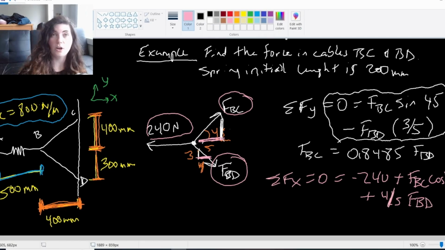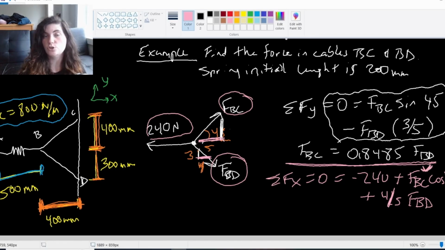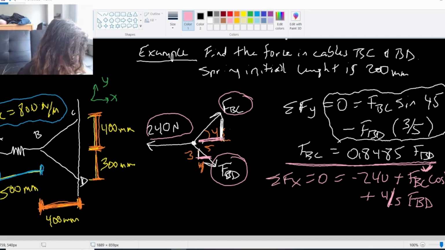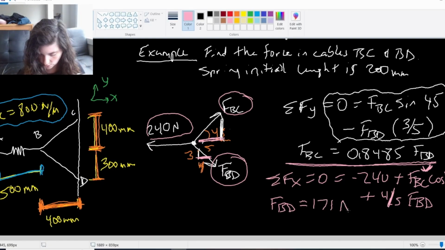But of course, since I did the y one first, I can substitute this in right here. And I can just do the arithmetic to solve what FBD is. So if I plug this in and rearrange the equation, right, all I'm doing is just rearranging the equation, I can find that my FBD equals around 171 newtons.